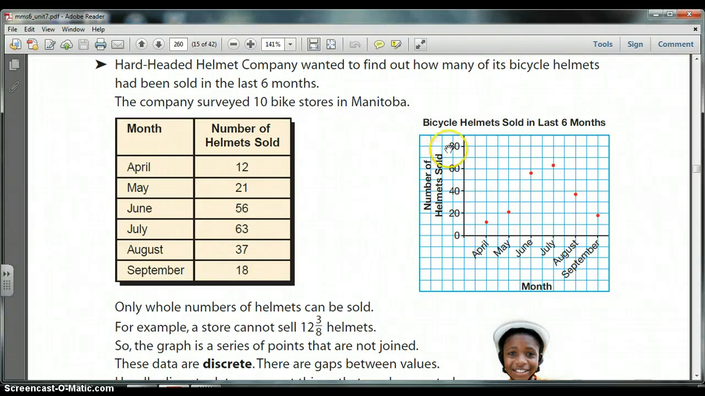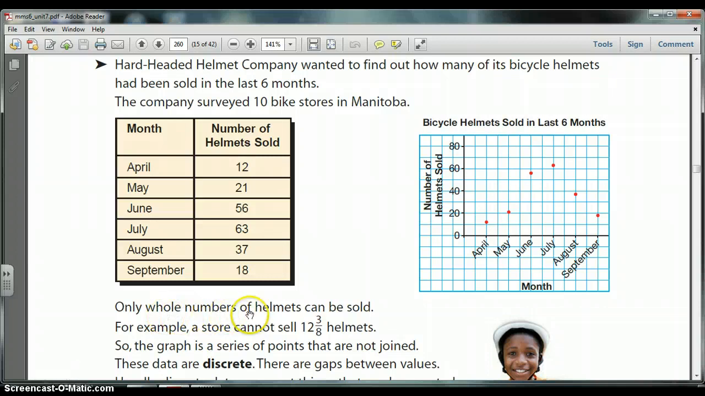So we decided to graph it. There's our nice little graph. There's your y-axis, our x-axis. We've got April, May, June, July, August, and September, and the number sold. All the dots are put in. It's all graphed, nice and neat. Neatness is a factor here, folks.